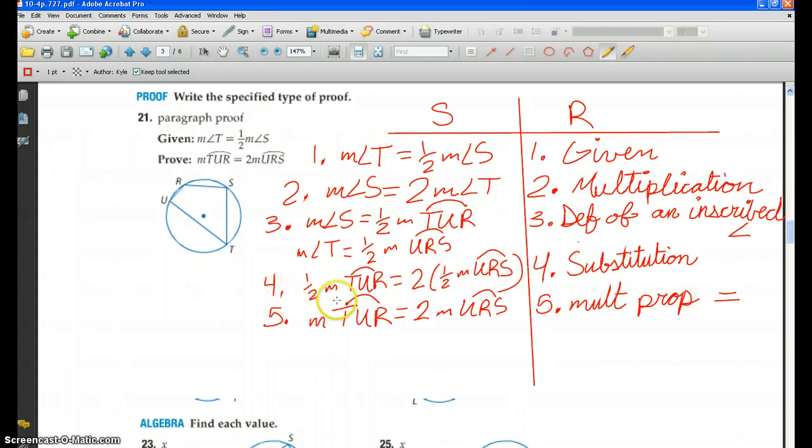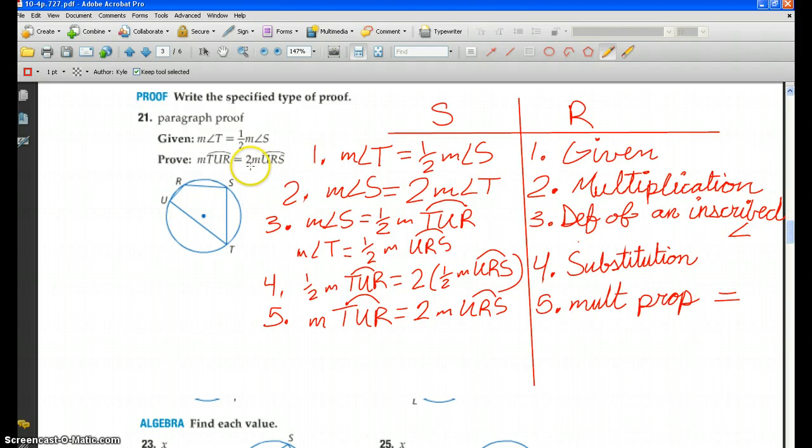So for number 4, we're going to take the measure of angle S, and in place of that we can substitute half the measure of arc TUR. So I'm taking statement number 2, taking measure of angle S out, and putting half of the measure of arc TUR in its place because they're equal. Then I'm taking 2 times the measure of angle T. Well, I know that the measure of angle T is equal to half the measure of URS. So I'm putting half the measure of arc URS in place of the measure of angle T, and now I get 2 times half the measure of arc URS.